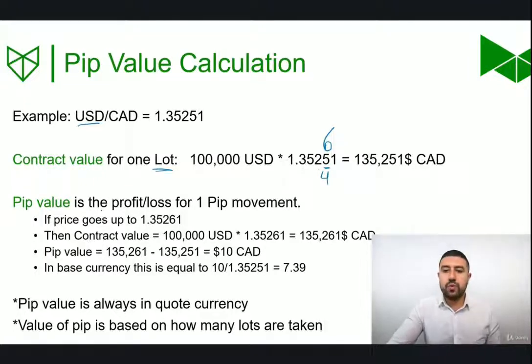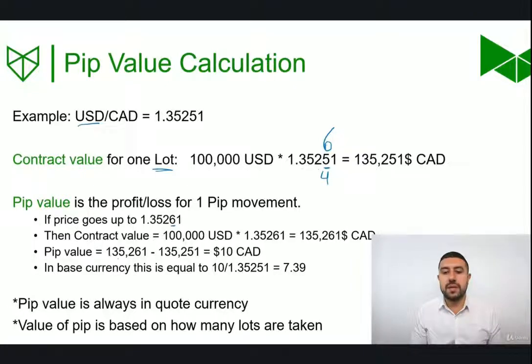Well, let's see, what would be the contract value if the price went up by 1 pip? So to 1.35261. Well, the contract value would be 100,000 US times 1.35261, which gives us $135,261. Now, the pip value, so in this case, if this currency moves up by 1 pip, how much money would we have made?